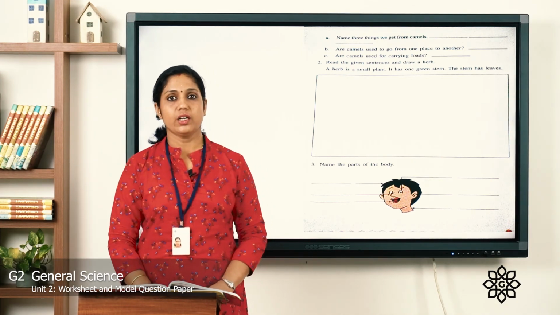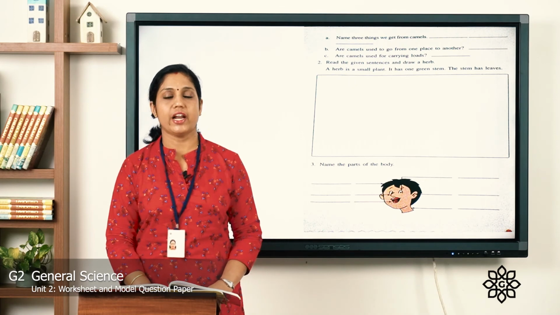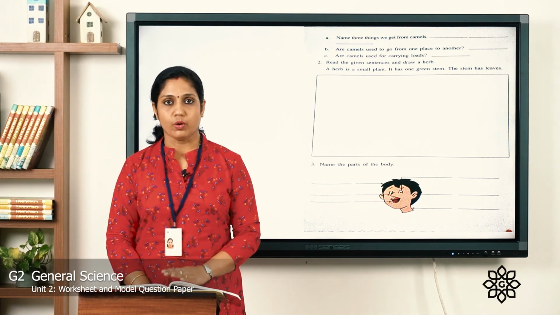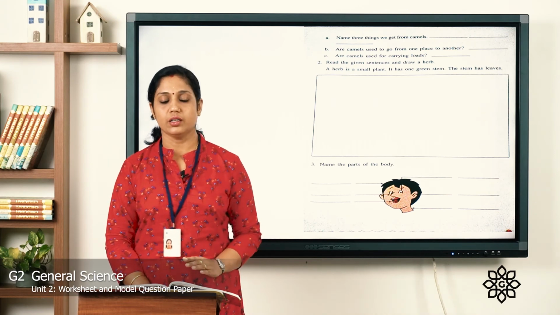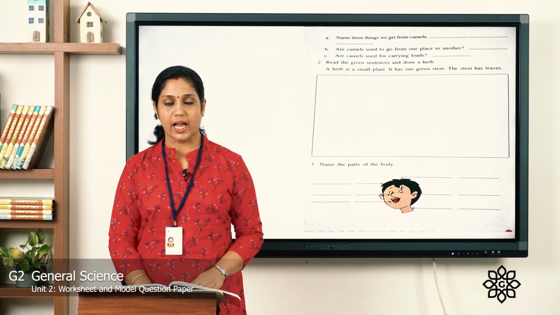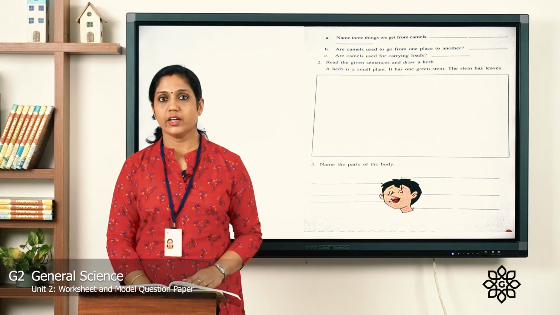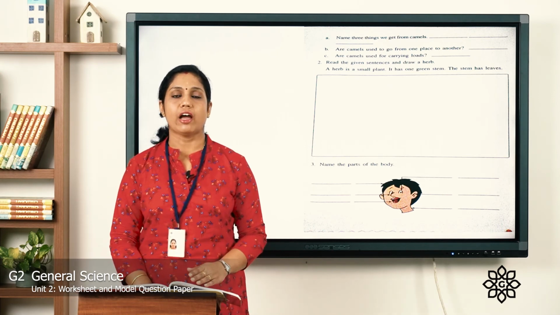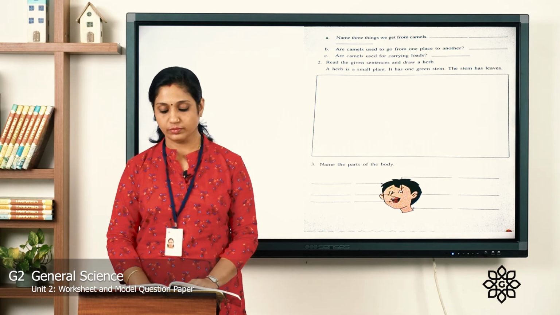Now second one, read the given sentences and draw a herb. So sentences are given about a herb and you have to draw a herb. A herb is a small plant. It has one green stem. The stem has leaves. So based on this, you have to draw a herb.